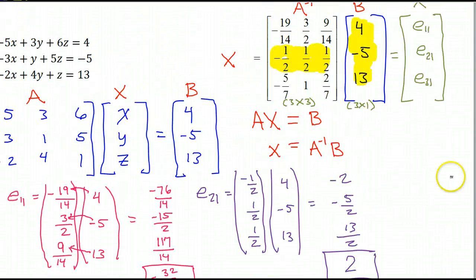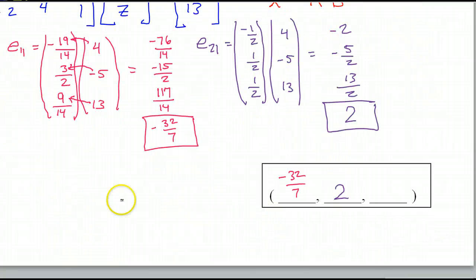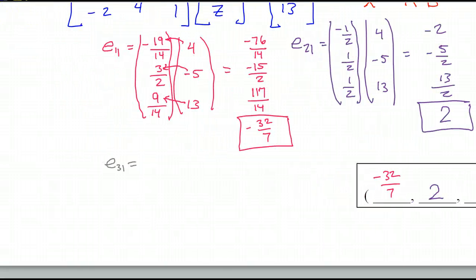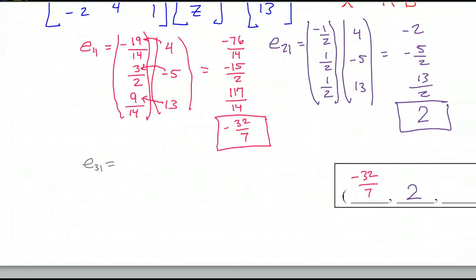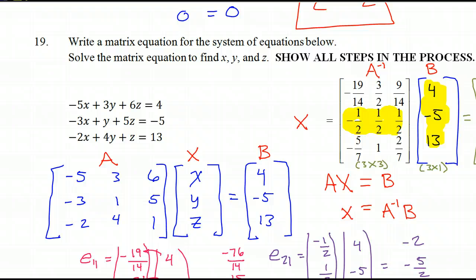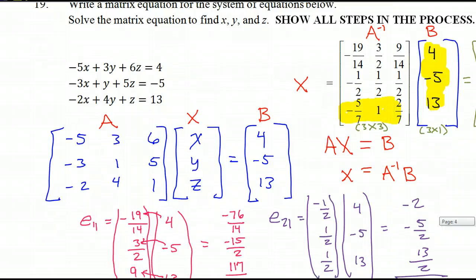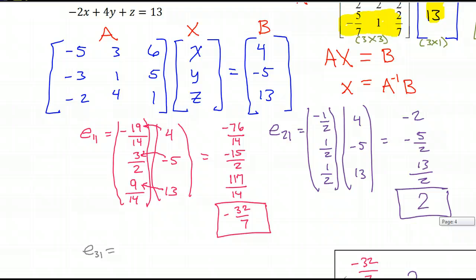Let's find element 3, 1. I'm running out of space, so I'm going to squeeze it in right here. So element 3, 1. That's row 3 times column 1. I've got space. So row 3 is this. So negative 5 over 7, 1, and 2 over 7.